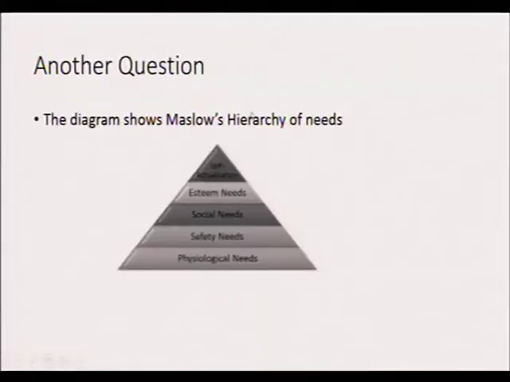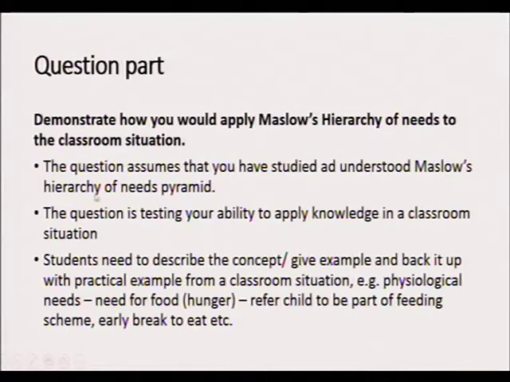Another example of a question where you can apply your knowledge is the diagram that shows Maslow's hierarchy of needs. You need to understand, first of all, what is meant by the needs. Physiological needs, for example, hunger, shelter, and so on. And the needs that are covered under safety needs, social needs, and so on. Because the question was, demonstrate how you would apply Maslow's hierarchy of needs to the classroom situation.